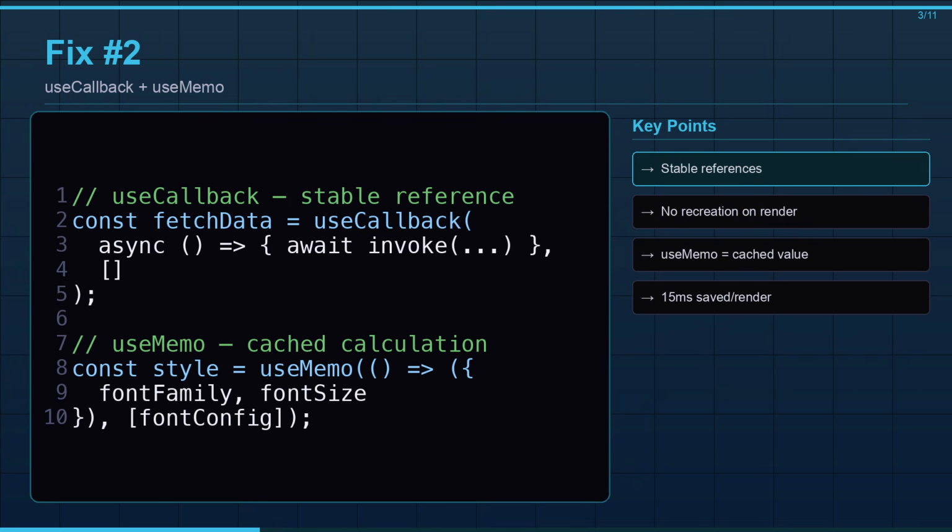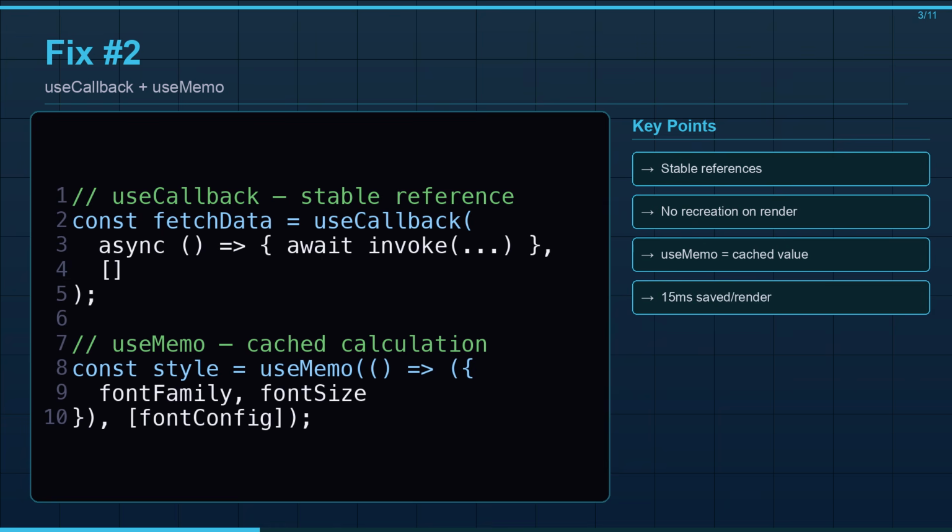Fix number 2. useCallback and useMemo. Every function defined inside a component recreates itself on every render. Wrap stable functions with useCallback. Wrap expensive calculations with useMemo. For the font style calculation, this alone saved 15 milliseconds per render.